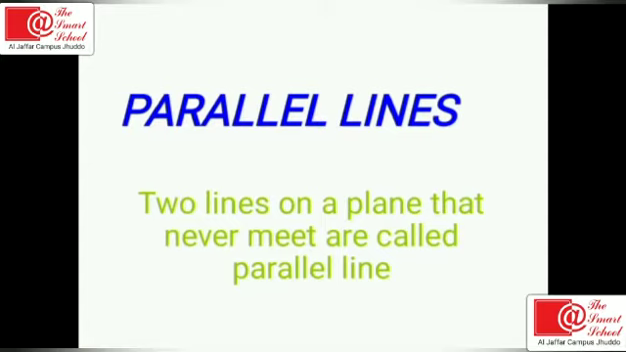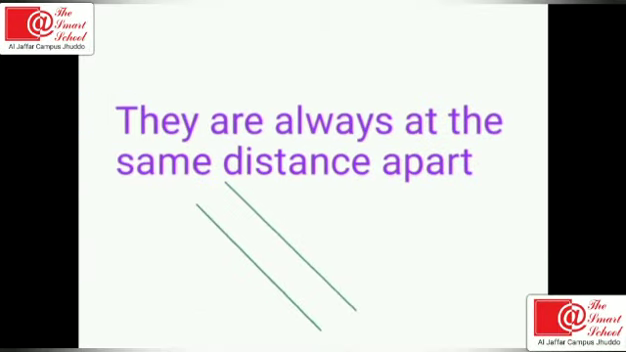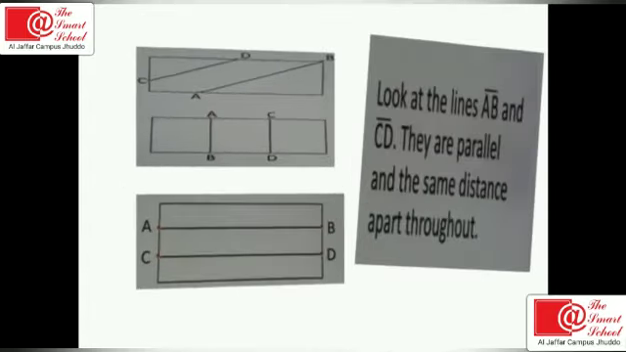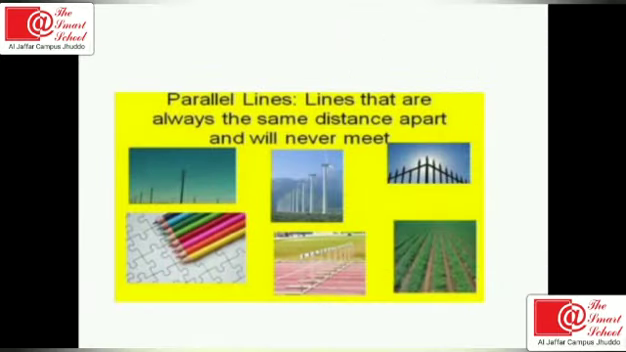Parallel lines. Two lines on a plane that never meet are called parallel lines. They are always at the same distance apart. Look at the lines AB and CD. They are parallel and the same distance apart. Parallel lines can be diagonal, vertical or horizontal. There are some examples of parallel lines from our real life.